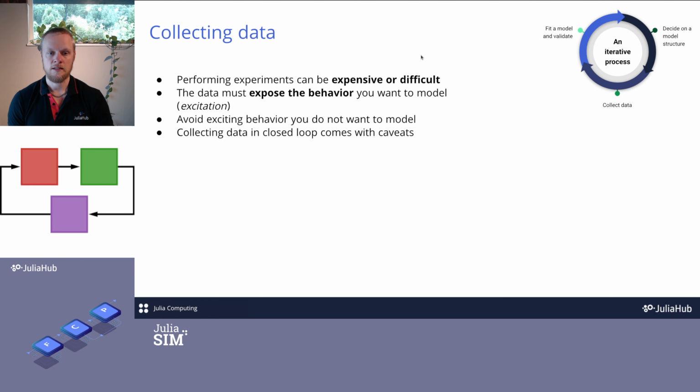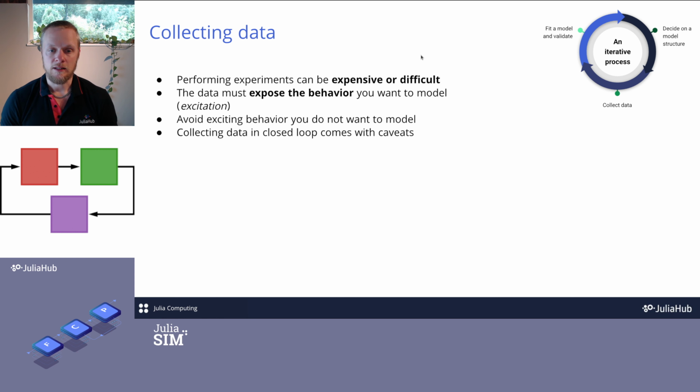The data you collect must also expose the behavior of the system that you try to model. If you only send slow inputs, slowly changing inputs into the system, then you can only hope to model how it responds to slowly varying inputs. If you send fast changing inputs into the system, then perhaps it will behave very differently. And if you didn't see that behavior in your training data, you can't really hope to model it.